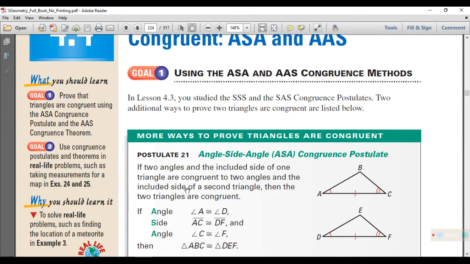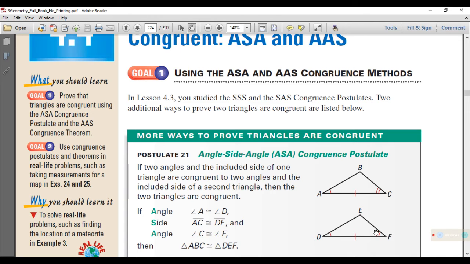So how are we going to use this postulate in proving that two triangles are congruent? It states that if two angles and the included side of one triangle are congruent to two angles and the included side of the second triangle, then the two triangles are congruent. Let's take a look at triangle ABC and triangle DEF.